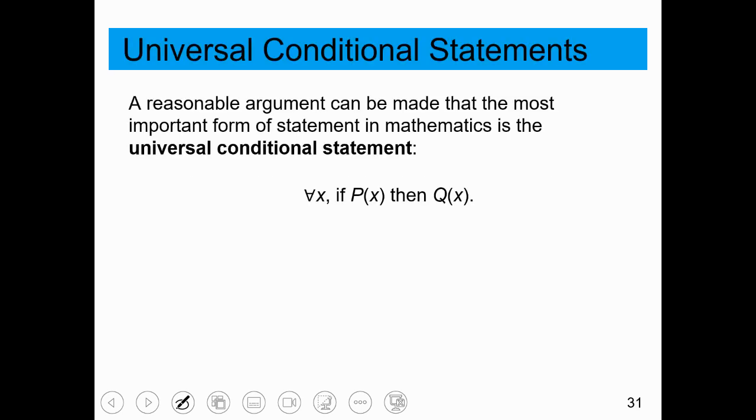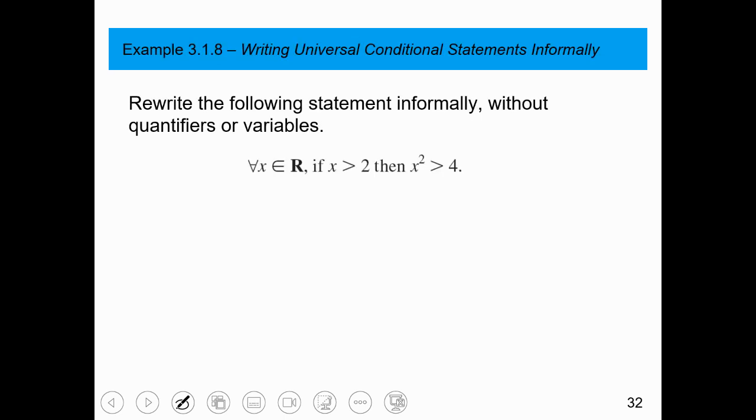Okay, so universal conditional statements are something like this. For every x, if P, then Q. So here's an example. For every x that's an element of the real numbers, if x is greater than 2, then x squared is greater than 4. Think about how you might express this idea in an informal sentence.